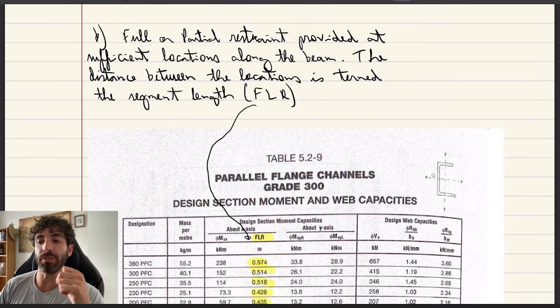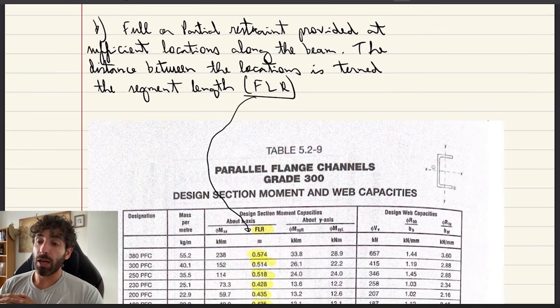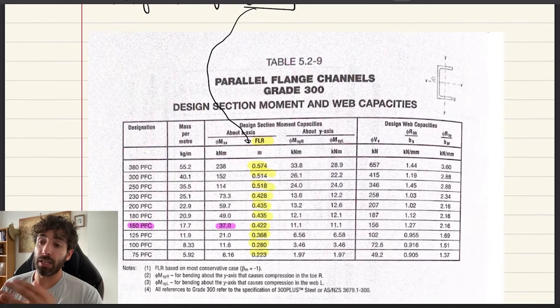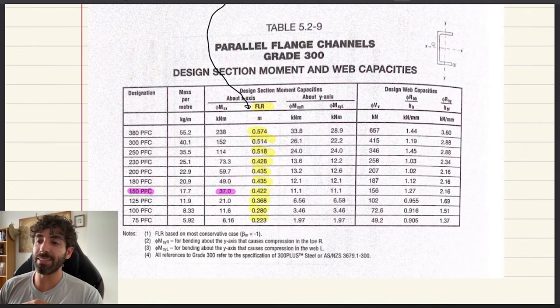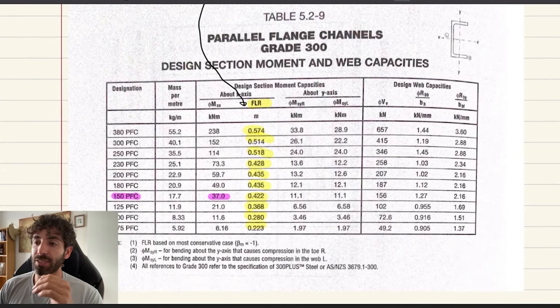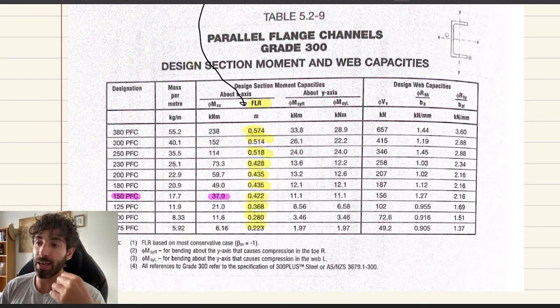It's missing here, sorry. So the segment length that AS4100 refers to is the FLR on the table, as you can see here. And again, your restraints in the beam need to be located at this maximum FLR distance, so you can use phi MSX. If it's not that distance, if it's more than that distance, you cannot use phi MSX. You cannot use the section moment capacity.